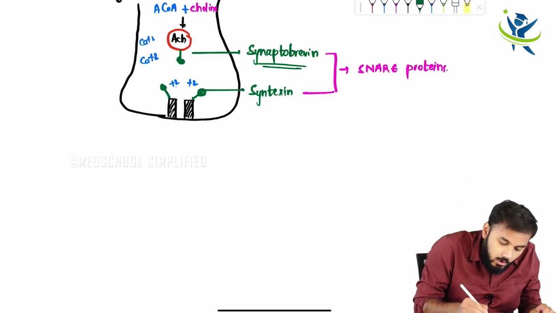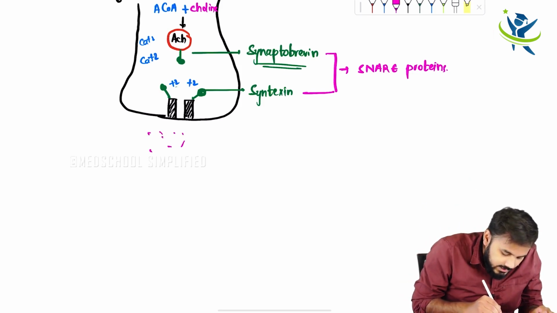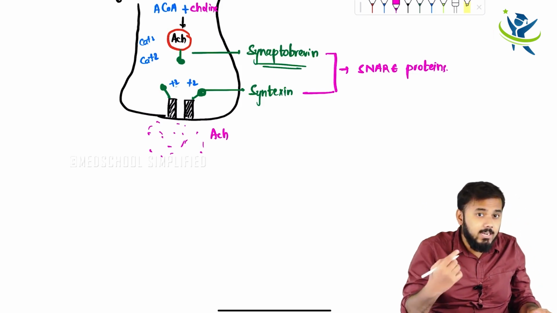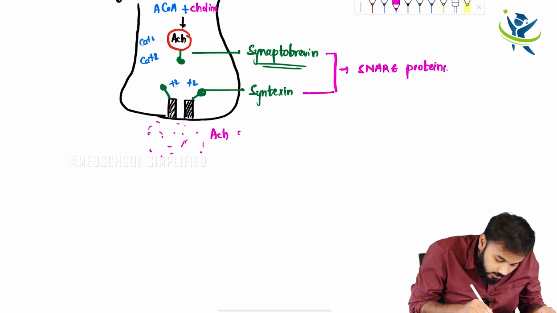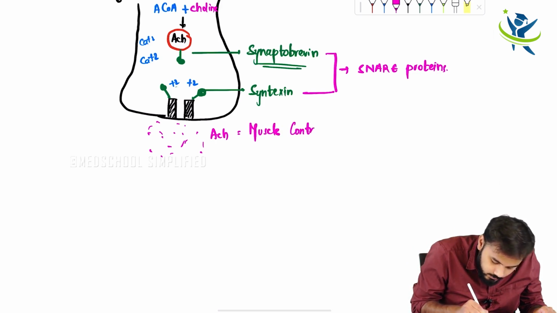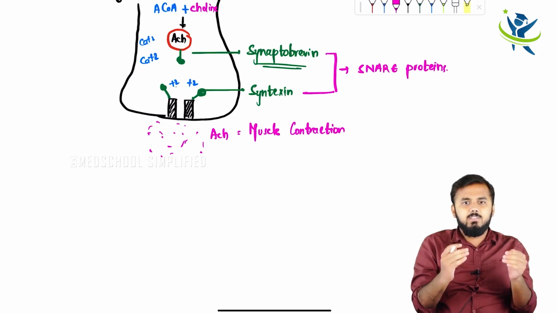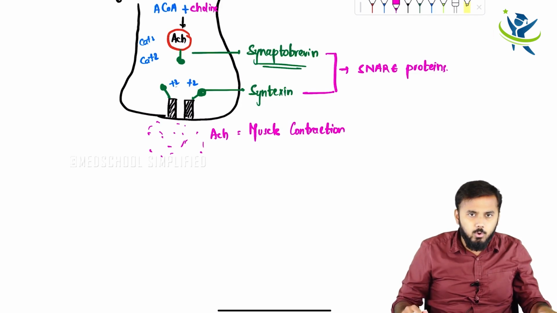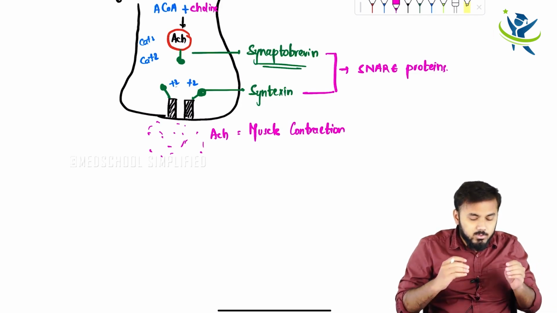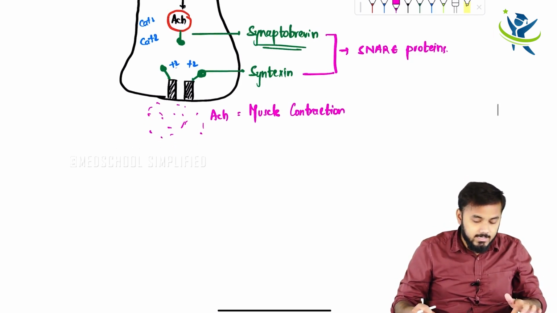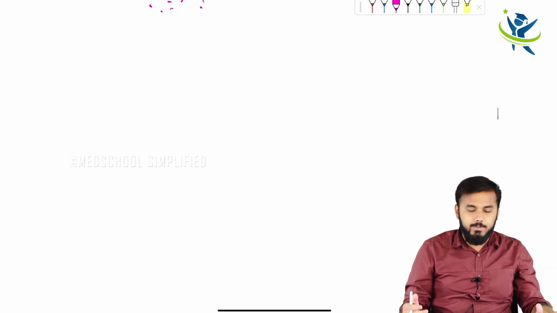So what happens overall? The neurotransmitter is released here. This neurotransmitter is acetylcholine. And what is acetylcholine responsible for? Muscle contraction. This is the basic thing which happens in you and me, and everyone has to know. Now let us enter into some more detailed part and discuss exactly what is happening.